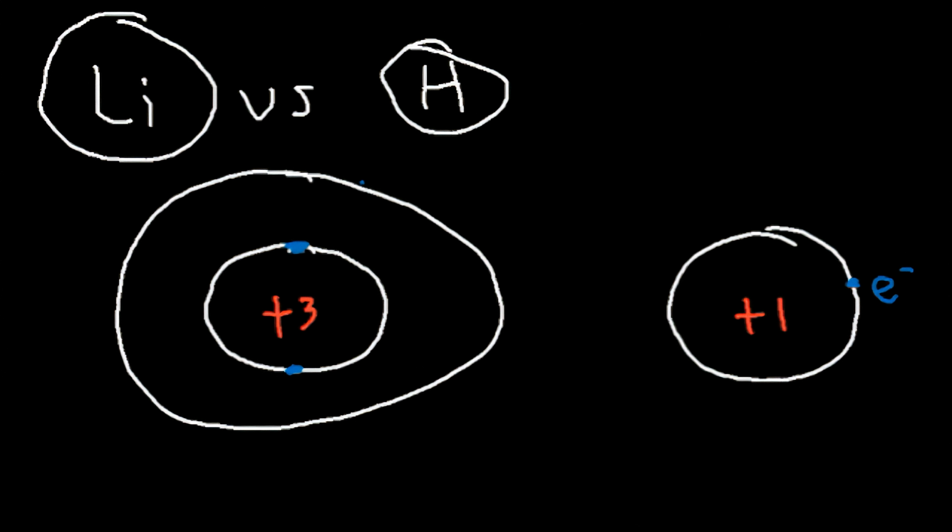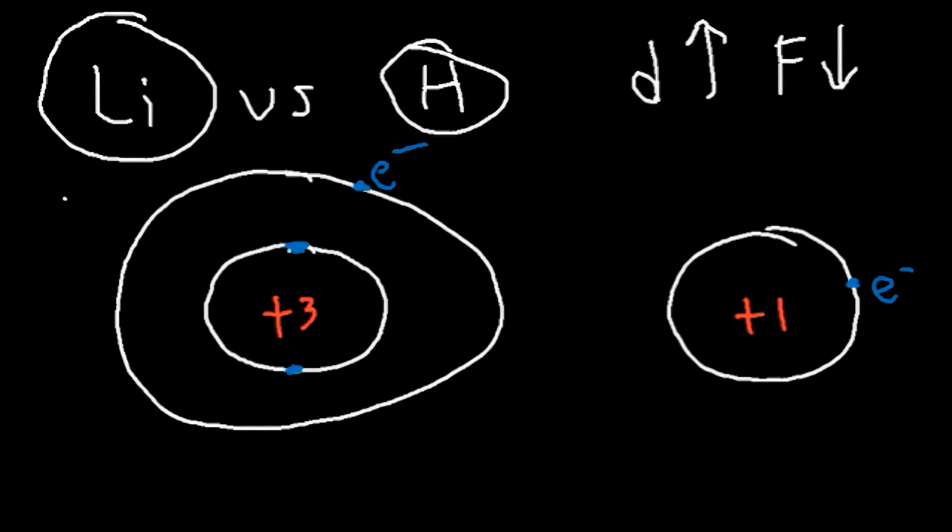And because that electron is further away from the nucleus, the force of attraction between this electron and the nucleus is reduced. Remember, if you increase the distance, the force of attraction decreases. So the reason why lithium is bigger than hydrogen is because it has 2 electron shells as opposed to 1.